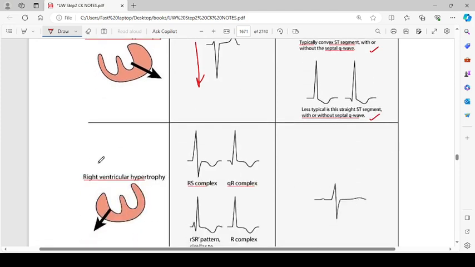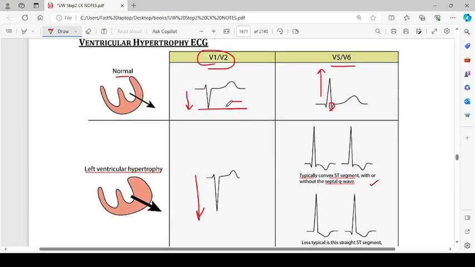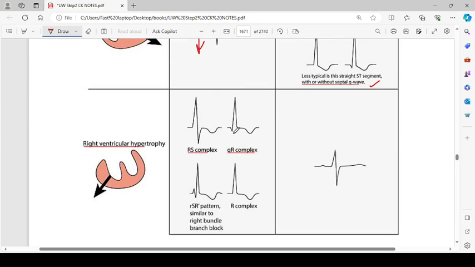Okay, in right ventricular hypertrophy, normal is this, right? With the R wave and upward moving P waves. But in right ventricular hypertrophy, we have either an RS complex, where the R wave is upward pointed and more pronounced, and then we have an S wave and then an inverted T wave, or maybe there is a QR complex, where there is no S wave and the Q wave is followed by a tall R wave.